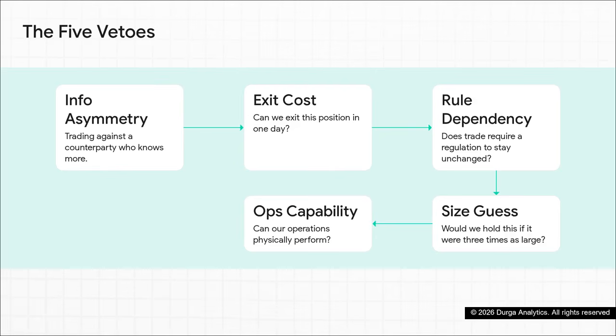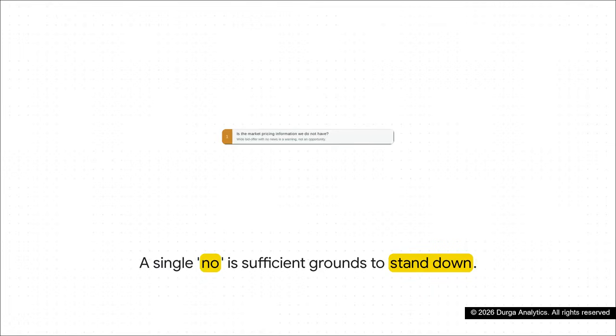large? And 5, operational capability. Can our scheduling team actually physically perform if this goes to delivery? Now, what is absolutely critical to understand here is that this sequence is strictly a veto system. It's not a scorecard. A single no on literally any of these 5 means you stand down immediately. We do not weight these.